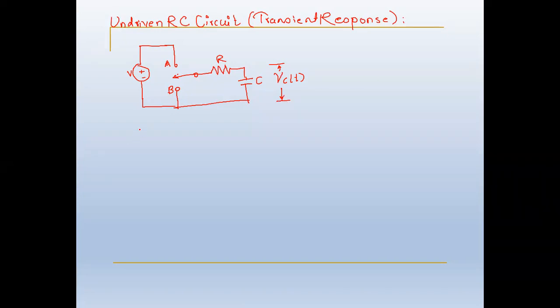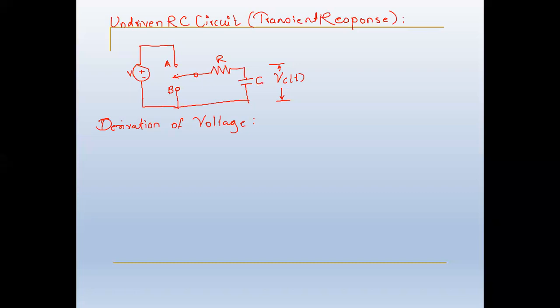So let us start with it. Initially, we'll start with the derivation of voltage. So to identify the derivation of voltage, consider that initially the switch is at position A for a long time and the circuit reaches a steady state condition. So what will happen to the capacitor? The capacitor will get fully charged.